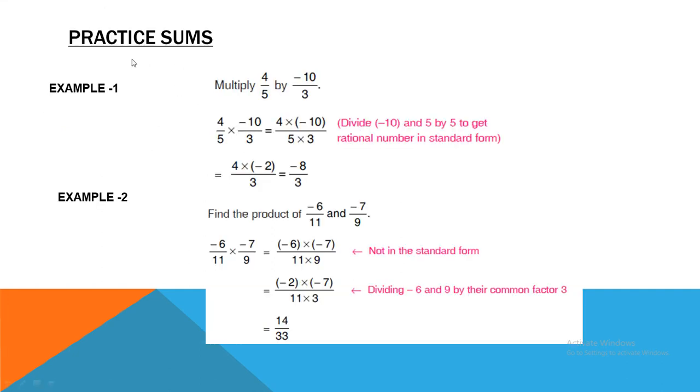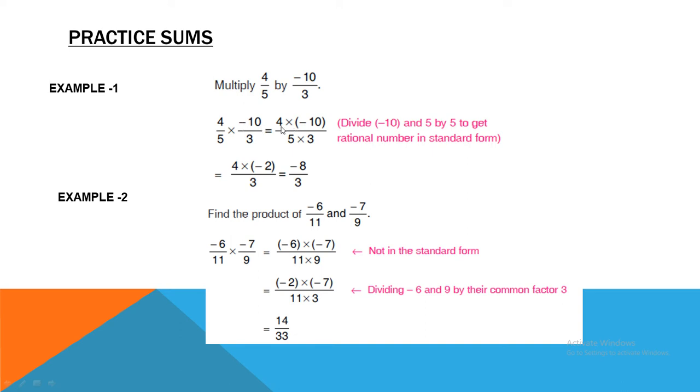So let's do practice sums of multiplication of rational numbers. For example, we have to multiply 4 upon 5 by minus 10 upon 3. These are two rational numbers, one positive and another negative. When we have to multiply, we put the sign of cross. This is the multiply sign. And we know the rule of multiplication, as we multiply fractions: we multiply numerators together, denominators together, and then we convert it into the lowest form.